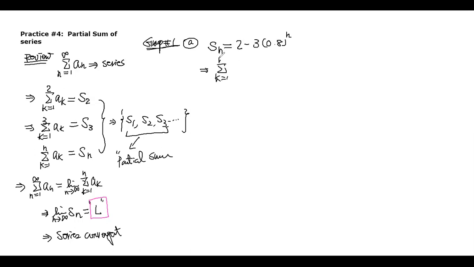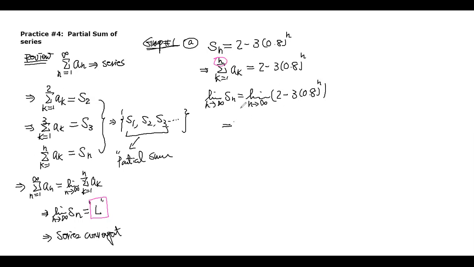So k from 1 to n, you add the n terms here, okay? Then you add this a_k, so this is 2 minus 3 times 0.a to the nth power. I want to find the sum of this series. So basically I'm taking the limit as n approaches infinity of S_n. That means it's the limit as n approaches infinity of 2 minus 3 times 0.a to the nth power.